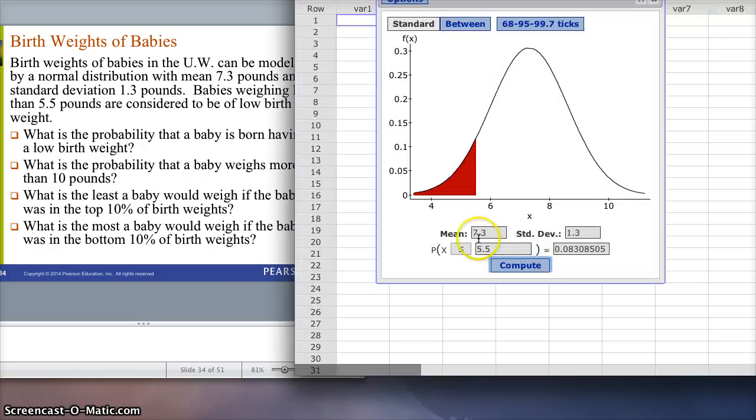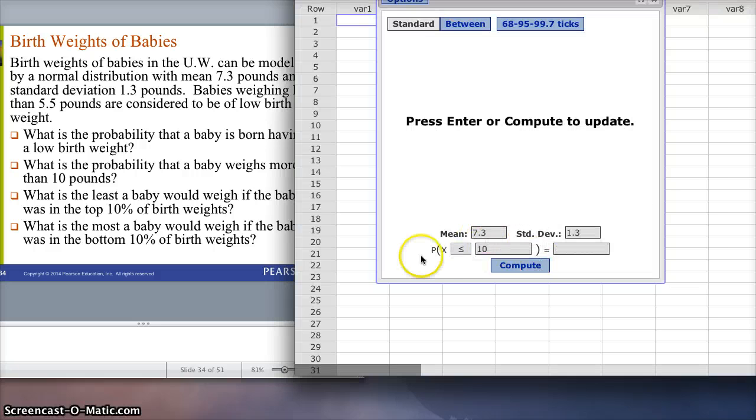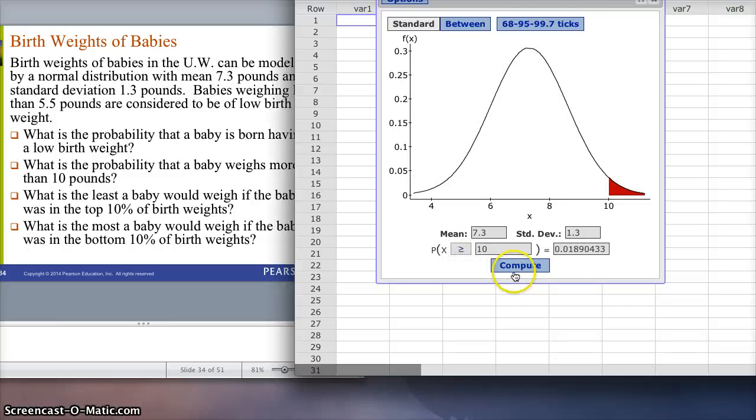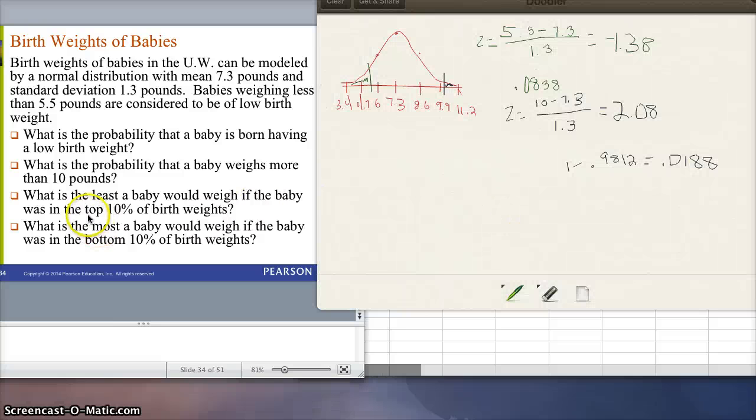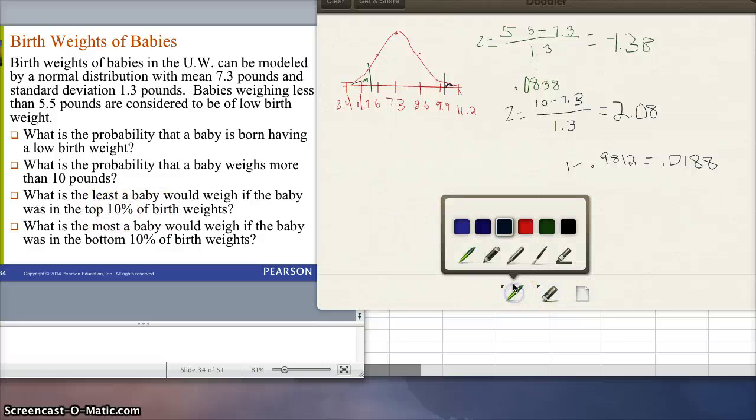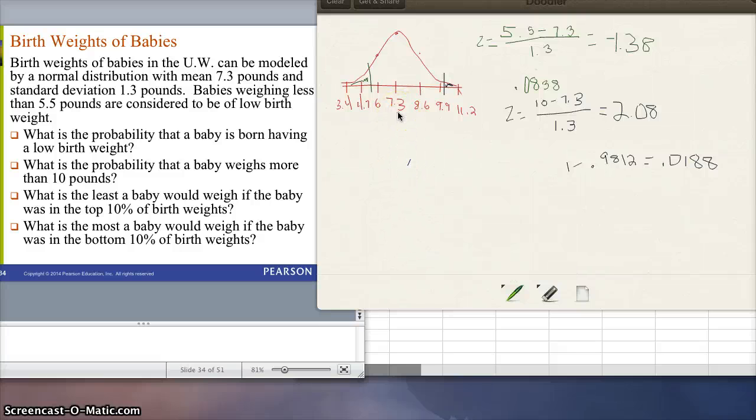So if we check that on Crunch It, I just need to make this a 10 and change this to greater than, and there's my 0.0189. I had 0.0188. Okay, and then the next one is, what's the least a baby should weigh if the baby was in the top 10% of birth weights? The answer we just came out with is only 1%, and we want the top 10%. So the top 10% is probably somewhere over here.